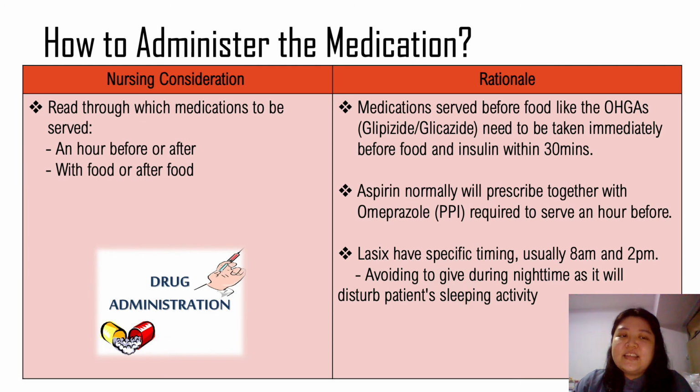Secondly, we need to know the frequency of medications being served to patients. Medications such as glipizide and gliclazide need to be taken immediately before food, and insulin within 30 minutes. Aspirin is usually prescribed with omeprazole and will be served within an hour. For Lasix, usually we give it at 8 a.m. and 2 p.m. This is to avoid nighttime urination and disturbing the patient's sleep.